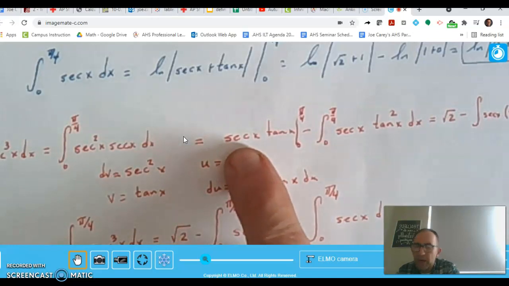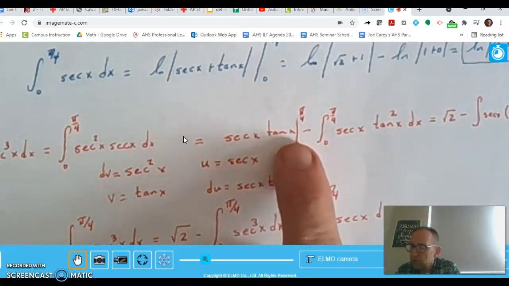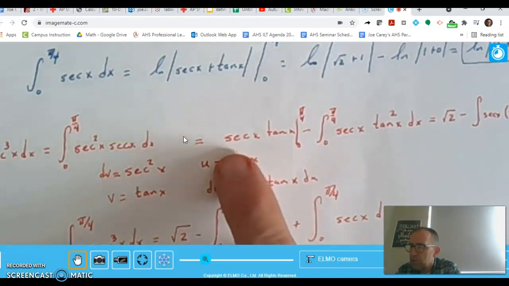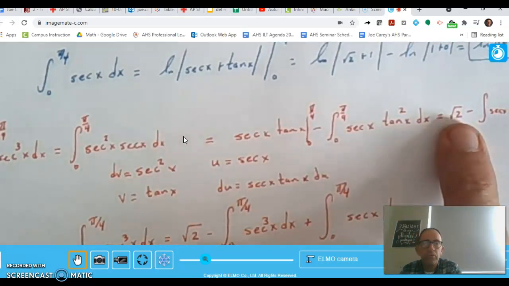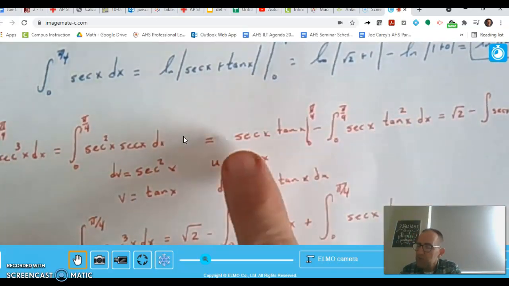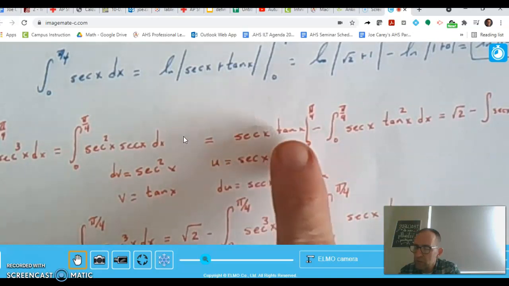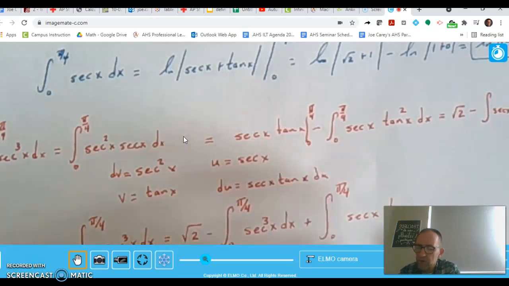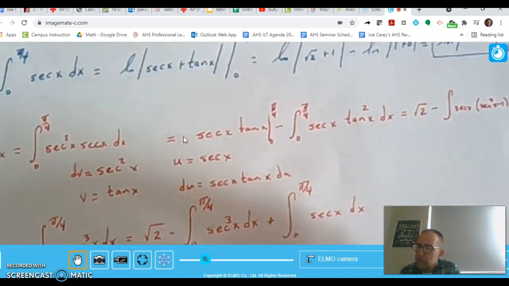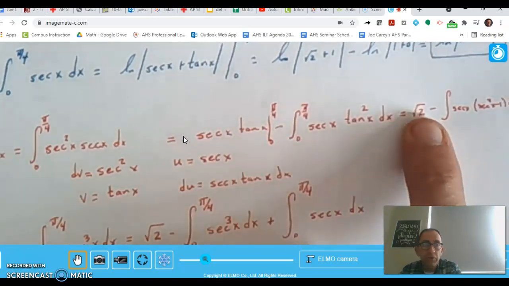Now, if we plug pi over 4 in here, we'll get square root of 2, and in here we'll get 1. So this just becomes the square root of 2. If we plug in 0, we're going to get the secant of 0, which is 1, times the tangent of 0, which is 0. So what we have is just square root 2 for our first term.